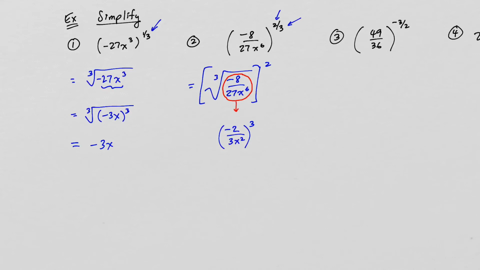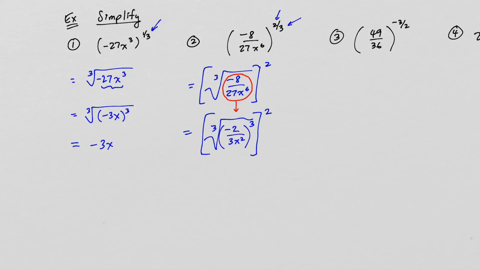Let that sink in for a minute. Make sure you agree, right? -2 to the third is -8. 3 to the third is 27. And x squared to the third, if you multiply 2 times 3, you get 6. So what are we doing? We are taking the cube root of that. And then when we're done with that, we'll square it.